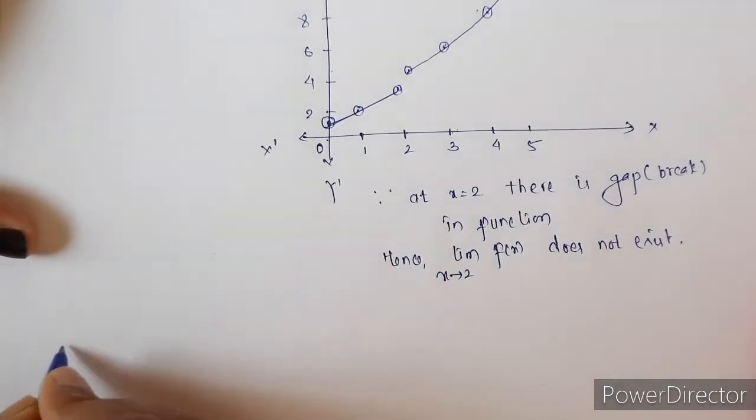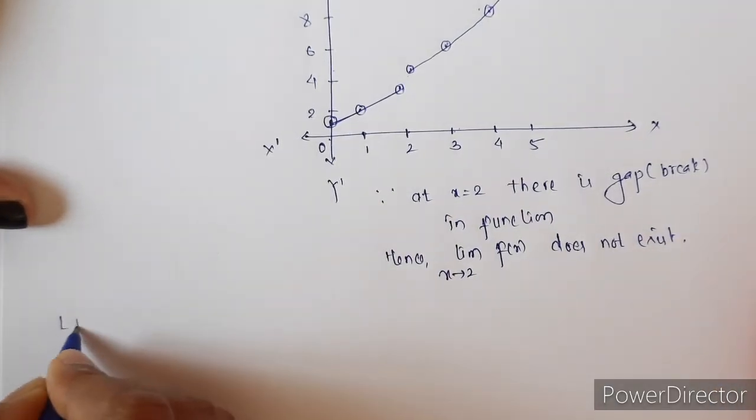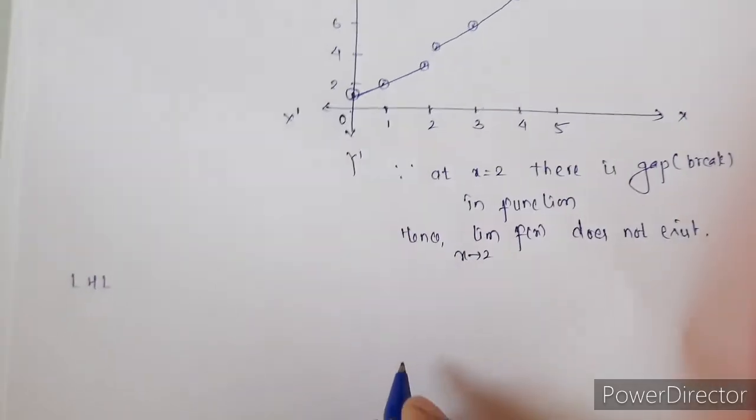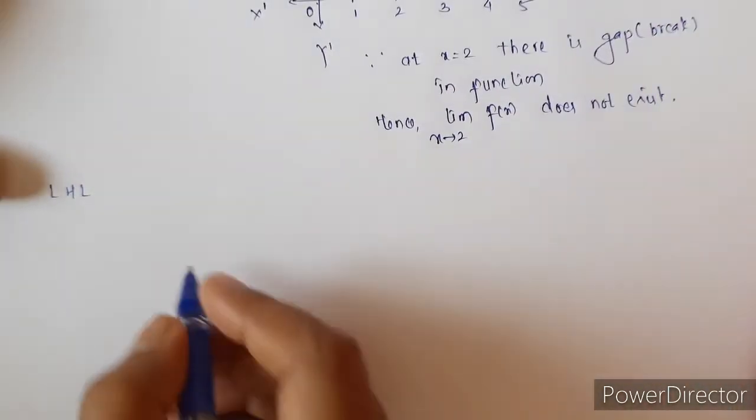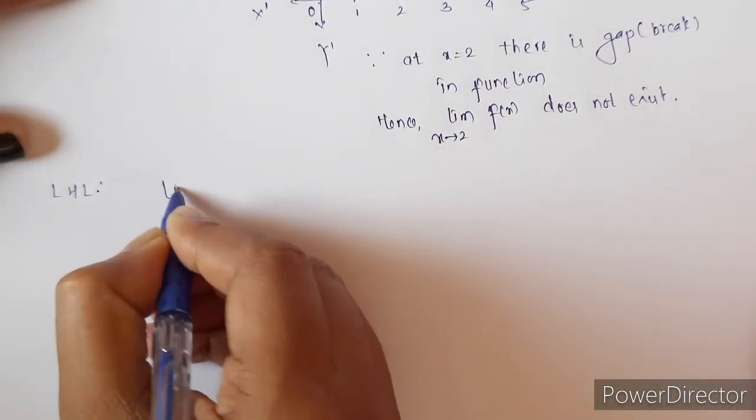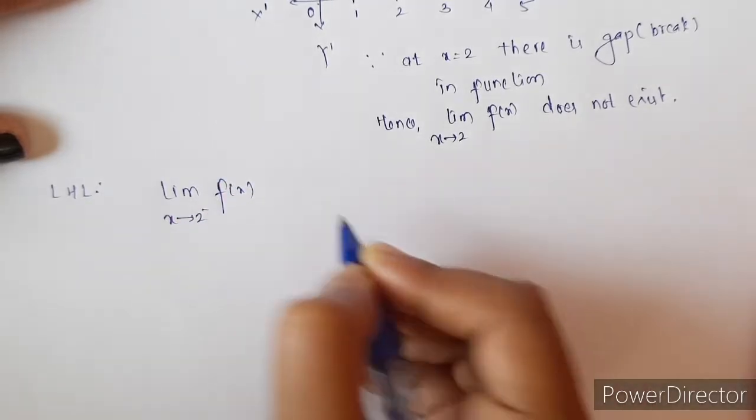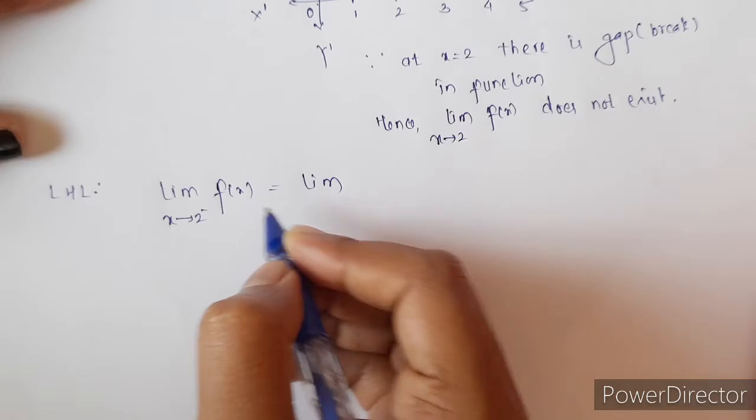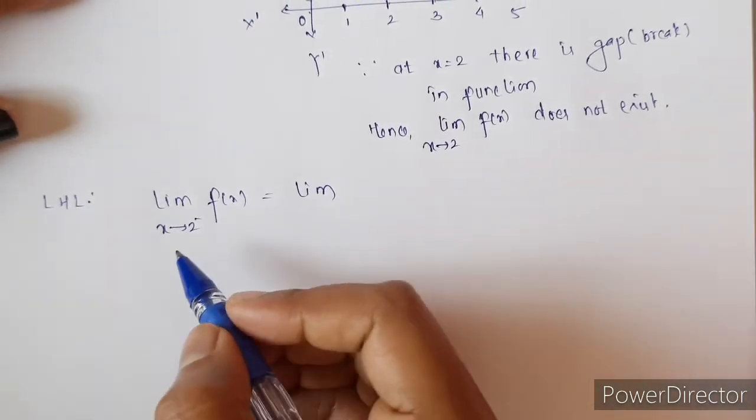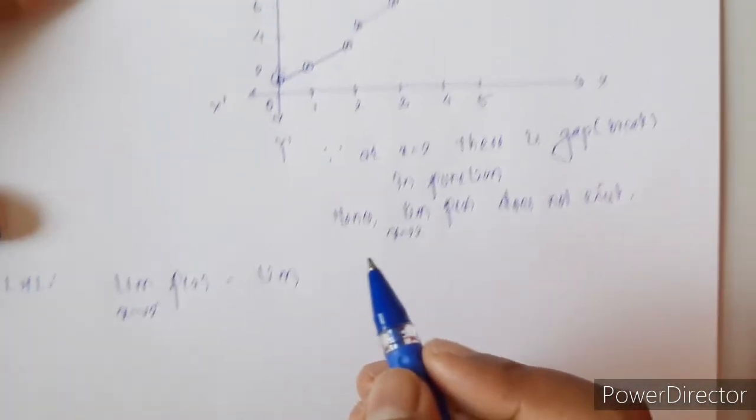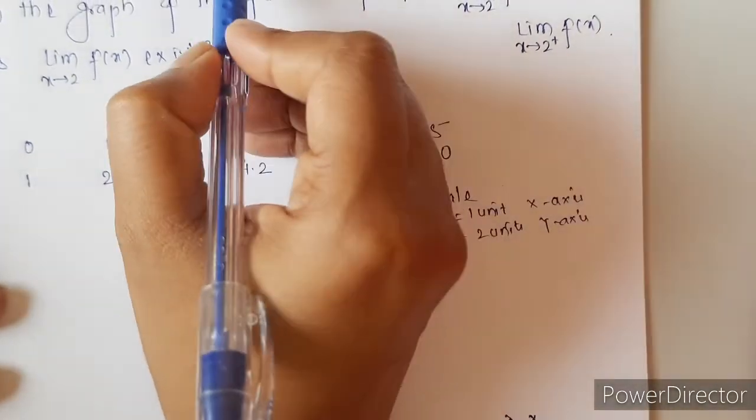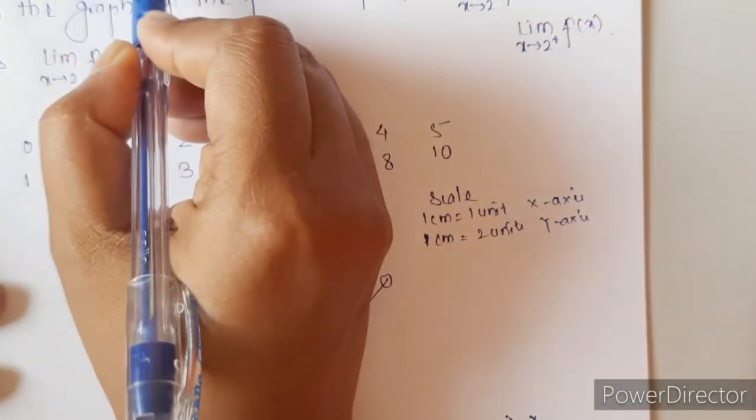Now we can solve the same question using the left hand limit and right hand limit. Let's first find the left hand limit. The limit of the function when x is going towards 2 from the negative side. From the negative side, what are the points? It is going to be 0, 1 and 2. So for 0, 1 and 2, this function is defined.